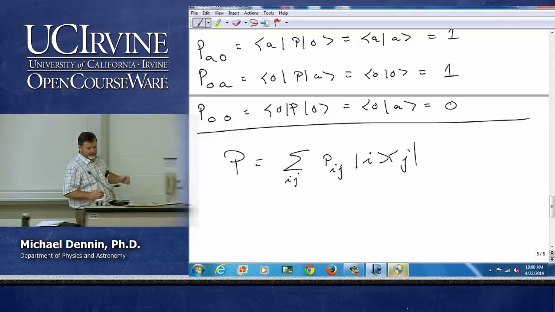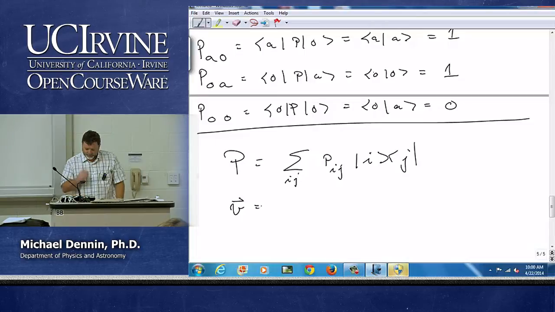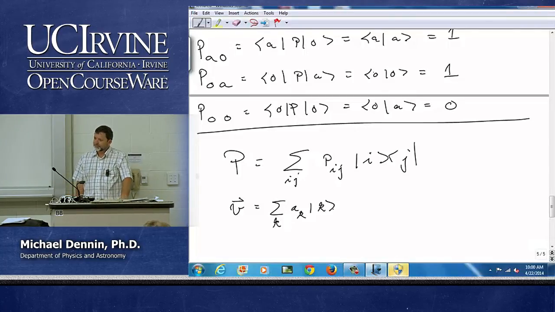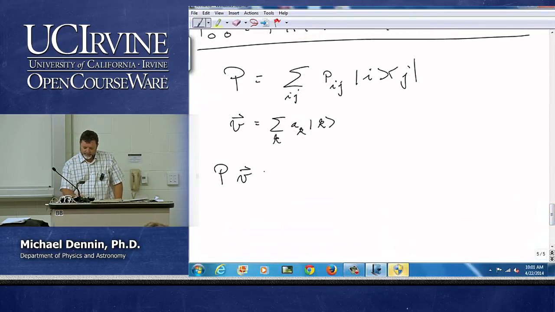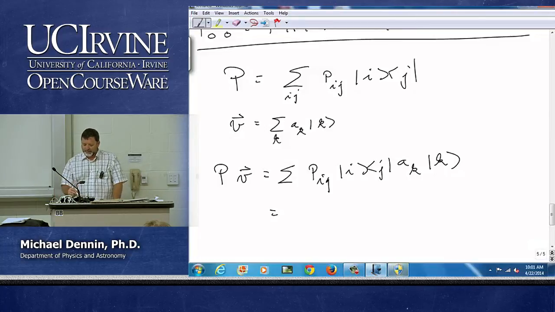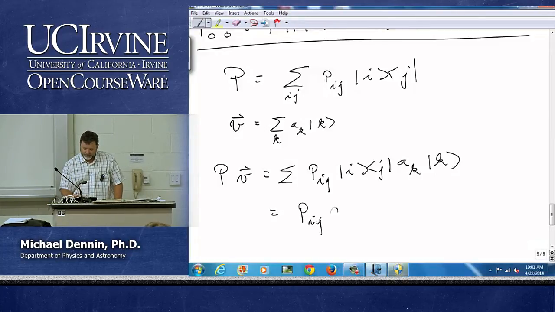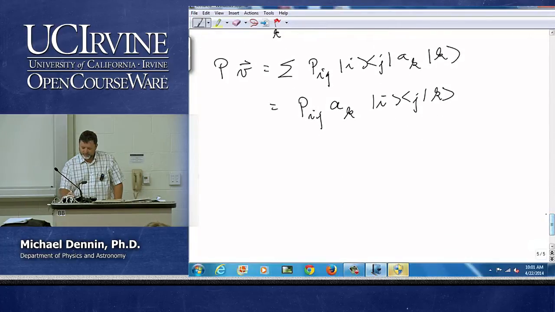But once I know the Pij's, and I want to act on any other vector, because a vector v is going to be a sum over k of a sub k, |k⟩. And now, for instance, I can tell you what P times v is. It's the sum over everything, Pij |i⟩⟨j| a sub k |k⟩, which I'm going to drop my sum because I got my repeated indices, which is Pij ak |i⟩⟨j|k⟩.